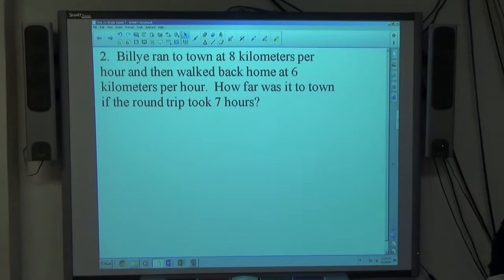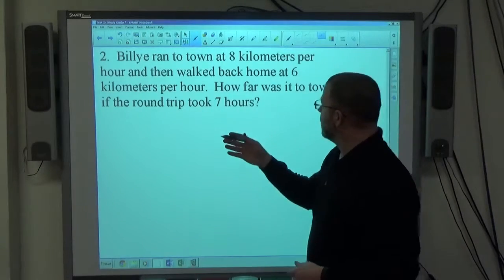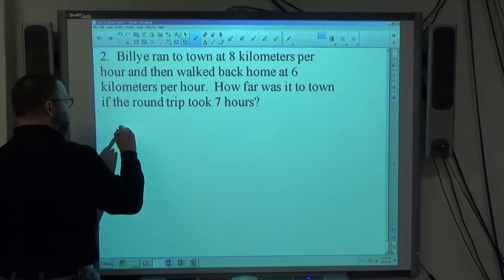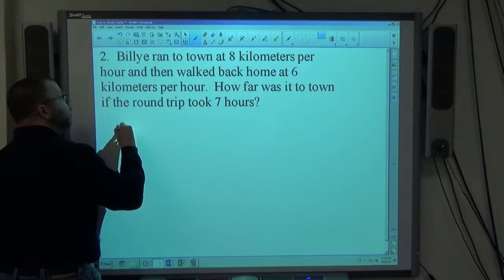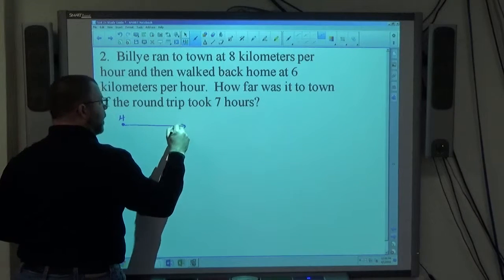Number 2, Billy ran to town at 8 kilometers per hour, then walked back home at 6 kilometers per hour. So, this person's running to town, then walking back home. I'm assuming the town and the home are in the same place and all the way through the problem. So, here's the house. Billy ran to town.